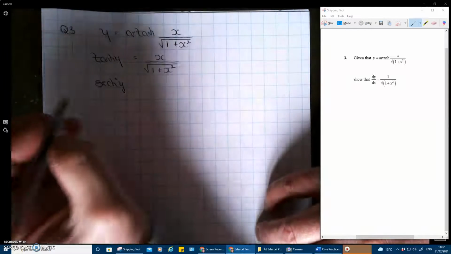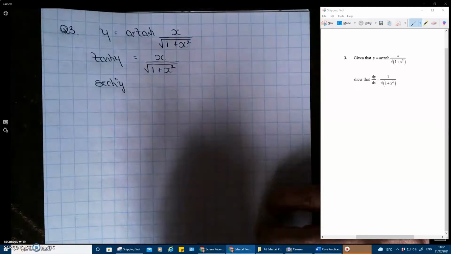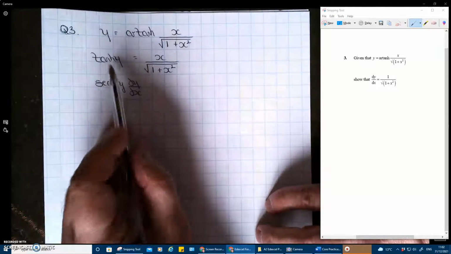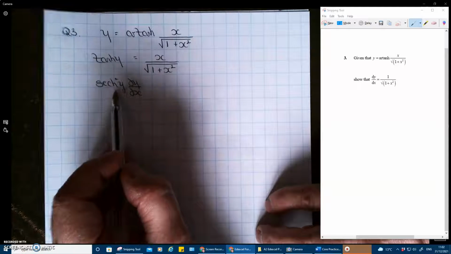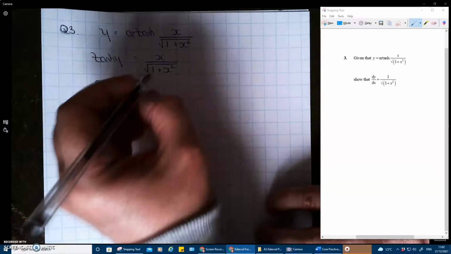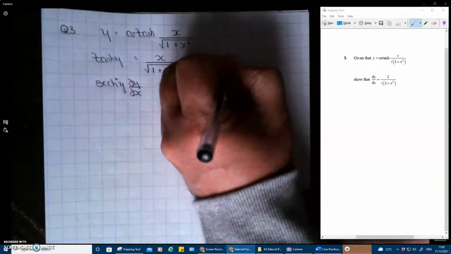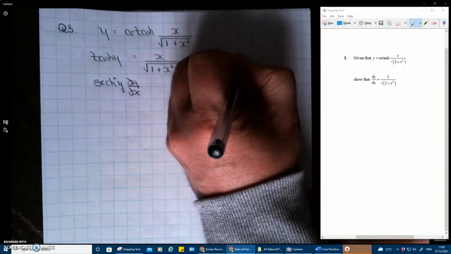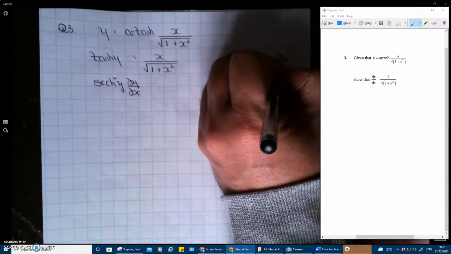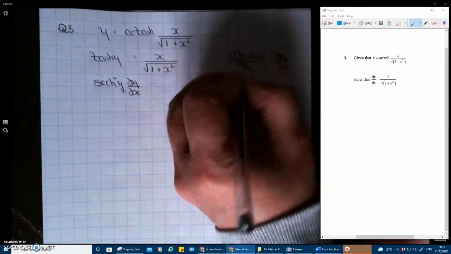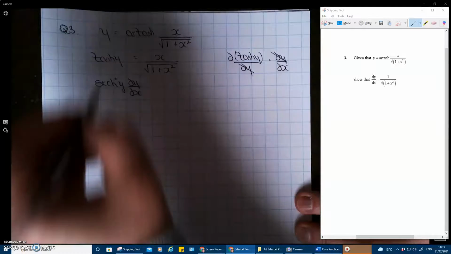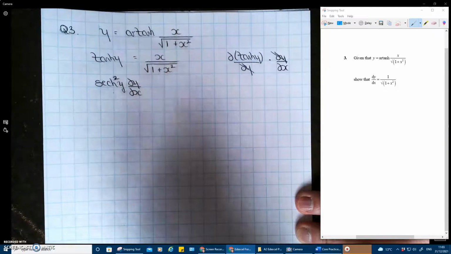Sec squared y, and because we're differentiating with respect to x, I'm going to have to put a dy by dx. Because what I've done is I've differentiated with respect to y, then I put a dy by dx, and the dy's will cancel, so it's differentiated with respect to x. So I've differentiated tanh y with respect to y, then put a dy by dx here, which means I've ended up differentiating tanh y with respect to x. Okay, that's implicit differentiation.